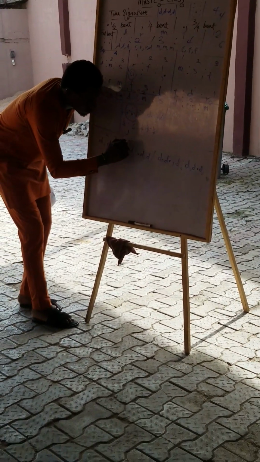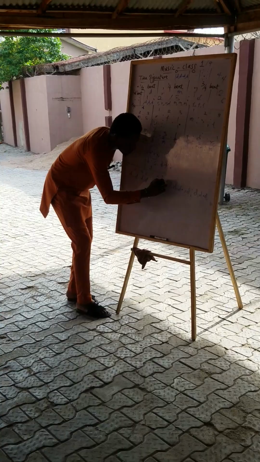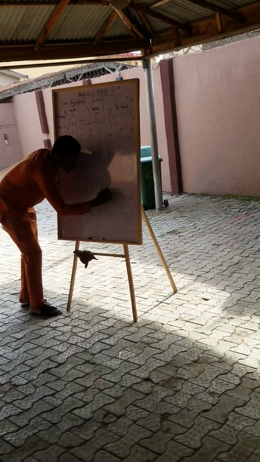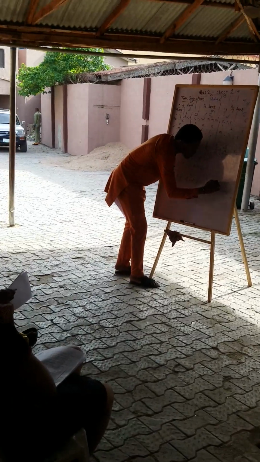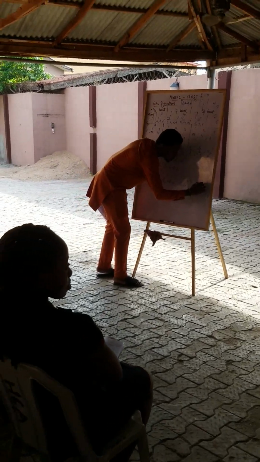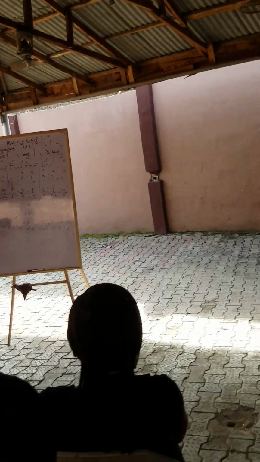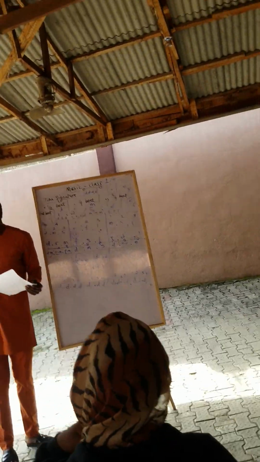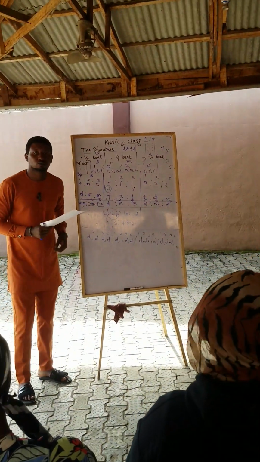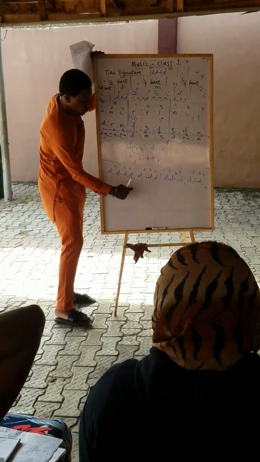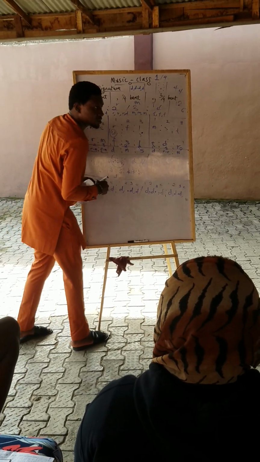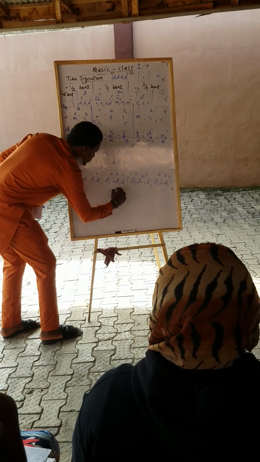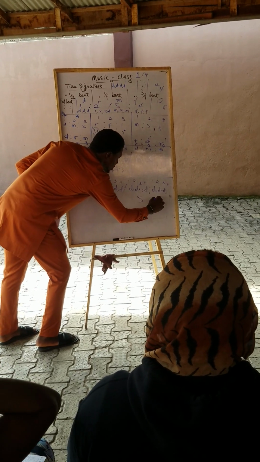So the same way you have 1, 2. This is not a single beat. This is 1/4. 1, 2, 3, 4. 1, 2, 3, 4. Like I said, now this one is divided into 4.